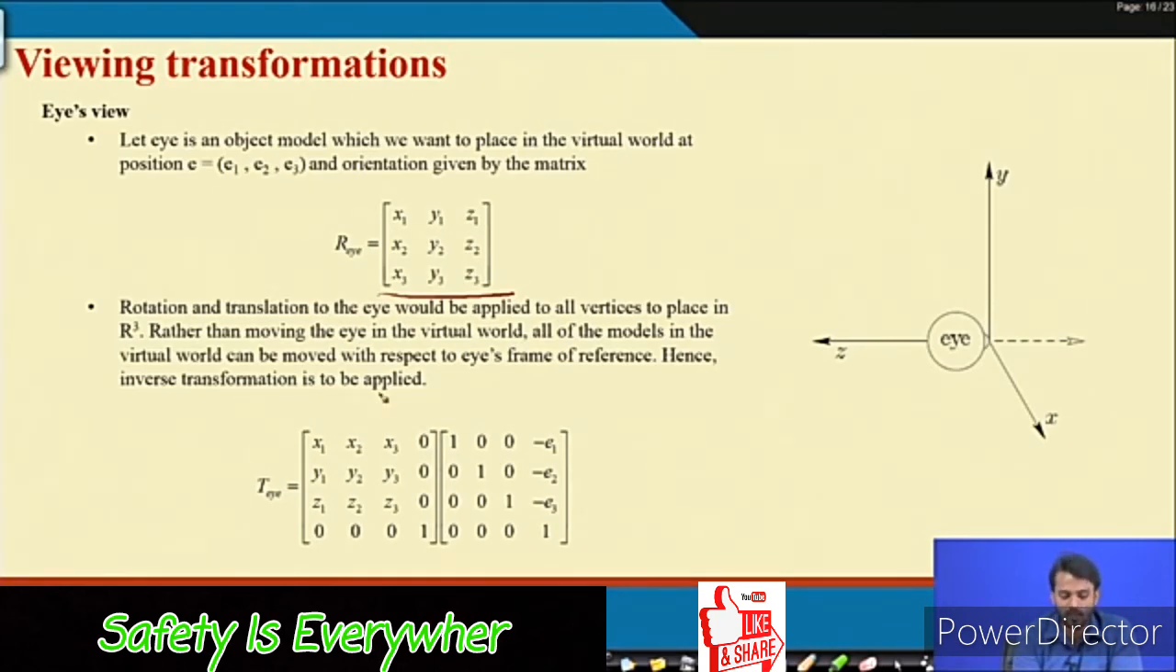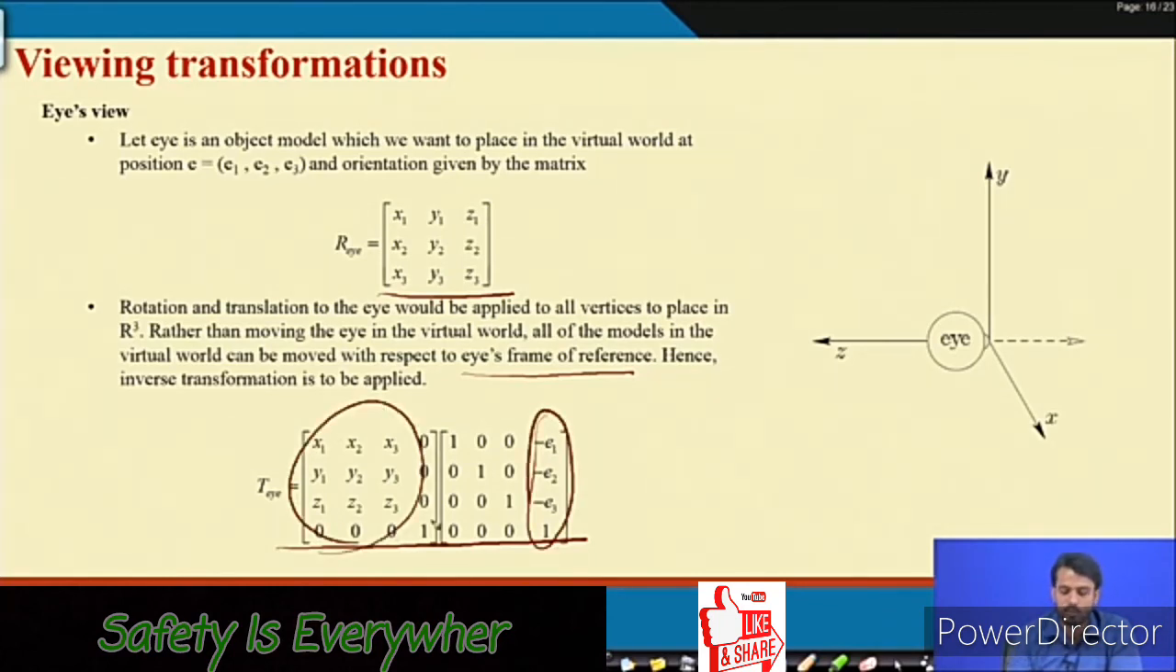So what we read in the previous slide, the inverse transformation is to be applied for the particular eye's frame of reference. If you want to move all the models created in the virtual environment, the virtual world, in terms of the eye's frame of reference, then you have to apply the inverse transformation to the developed eye model. That means the object model placed in the eye view. So here we will go for translation along with rotation. So two kinds of matrices will be considered here.